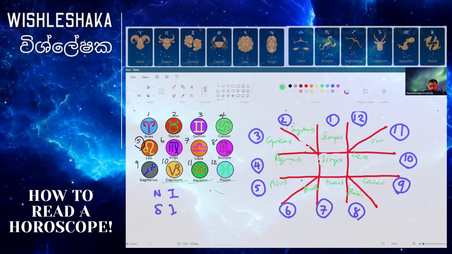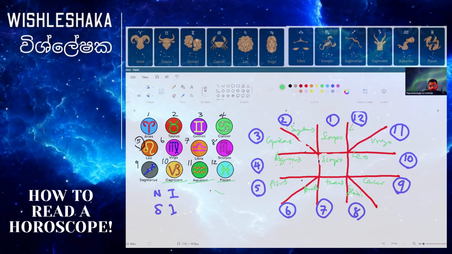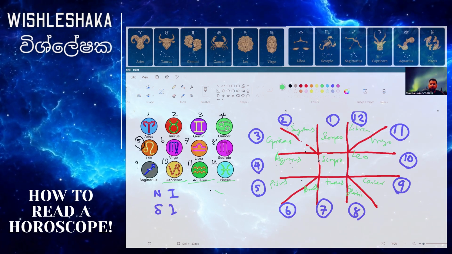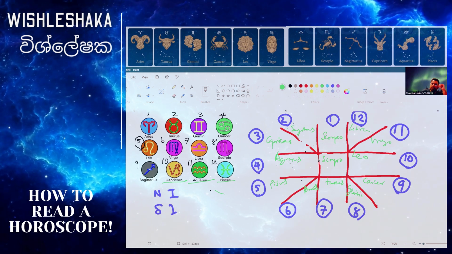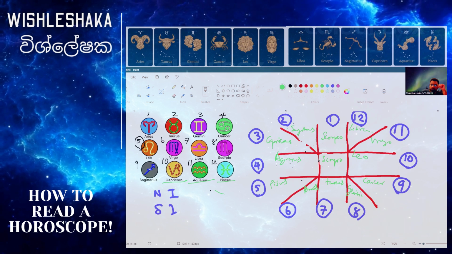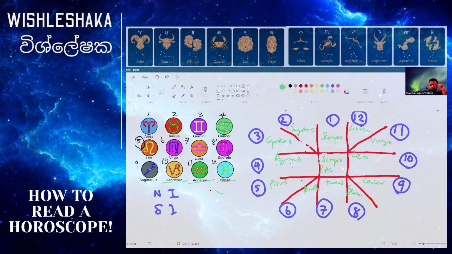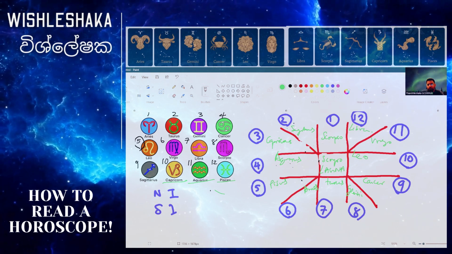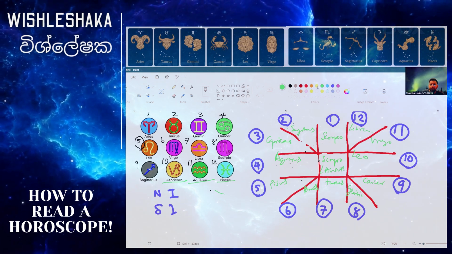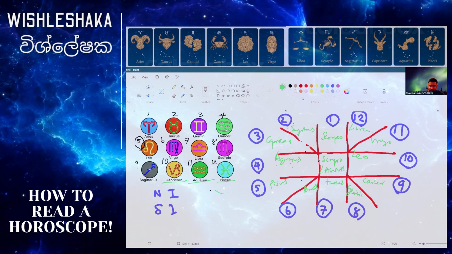Virgo, Libra, and Scorpio. So when you go in left-hand rotation, you end up again in Scorpio. This is how you read a horoscope. This is an example horoscope of a Scorpio ascendant.